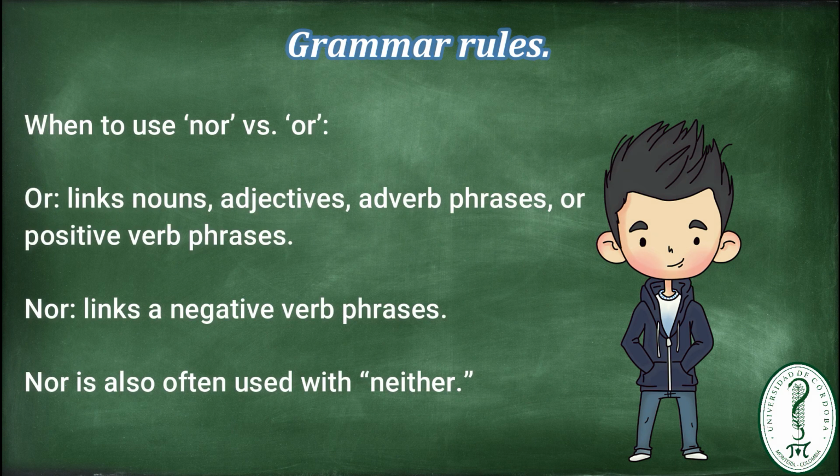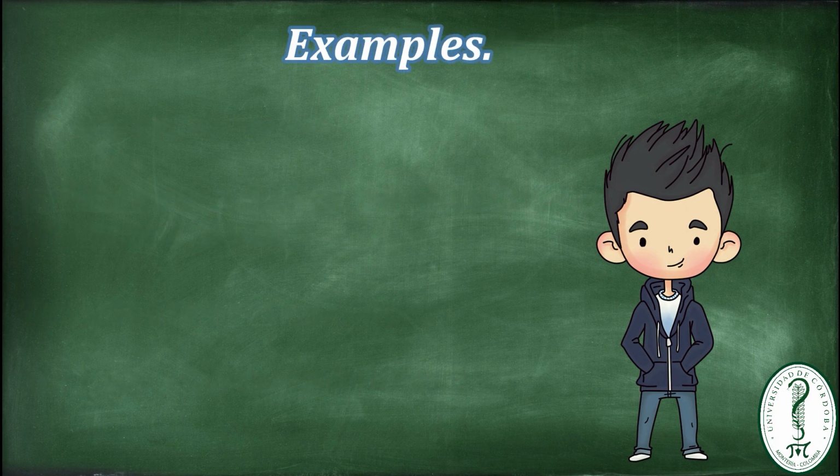When to use nor and when to use or. We can use or to link nouns, adjectives, adverbs, phrases, or positive verb phrases. We can use nor to link negative verb phrases. Nor is also often used with neither. Now there are some examples of this.